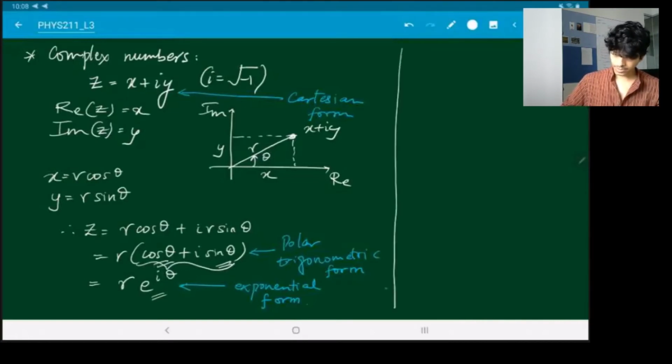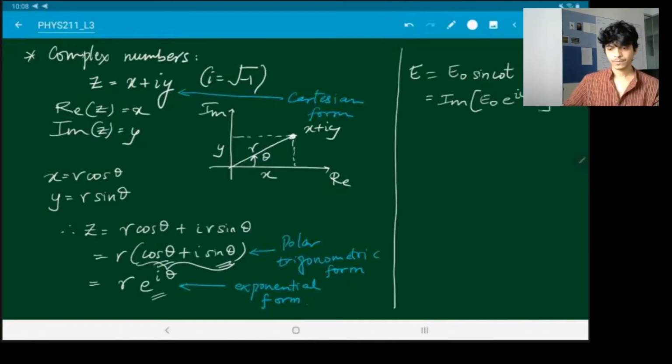So in our context over here, since we are often dealing with voltages which look like this, now what I can do is I can write it as the imaginary part of the complex number, right?